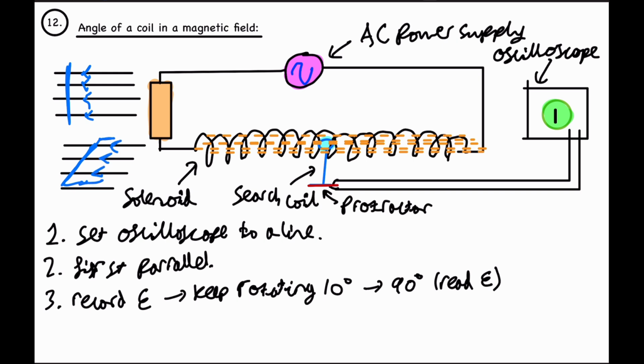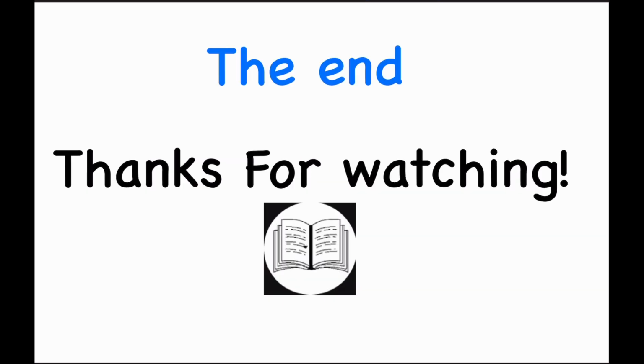So when it's directly facing the field lines or parallel to the solenoid, that's when it has the most e.m.f. induced. And when it's at 90 degrees is when it will have 0 e.m.f. induced. And this is the end of all the practicals.